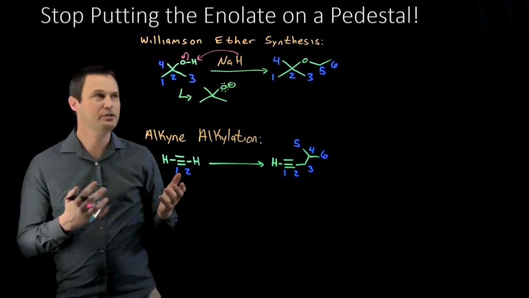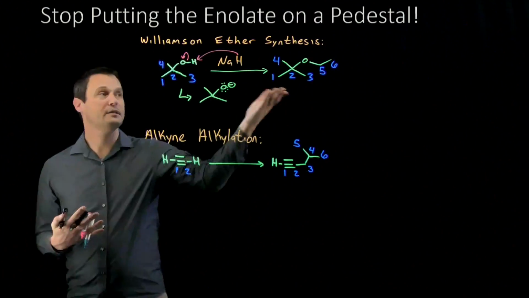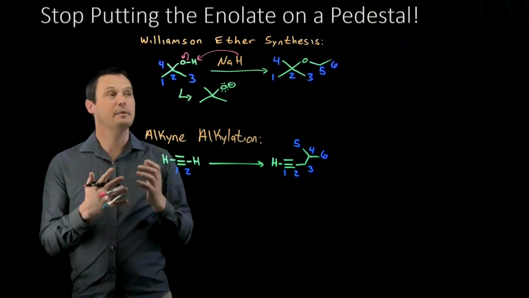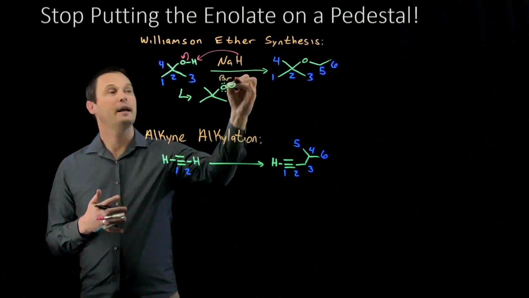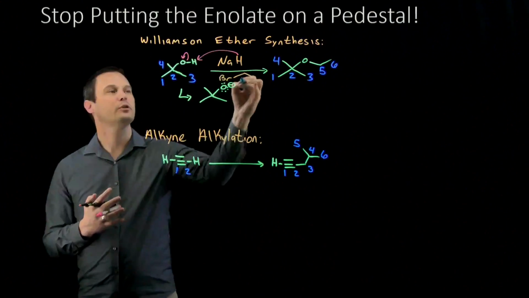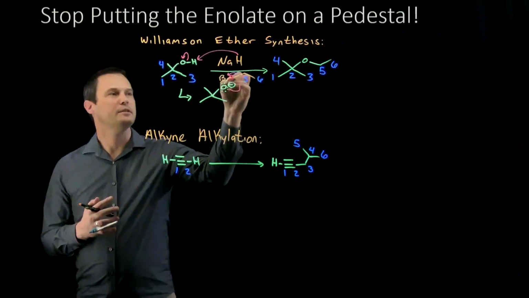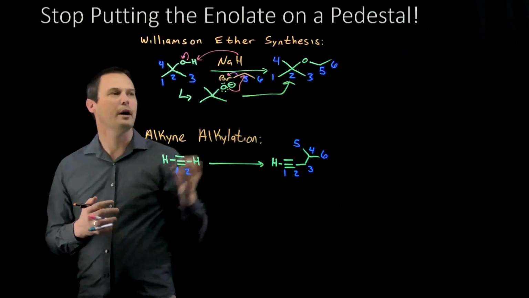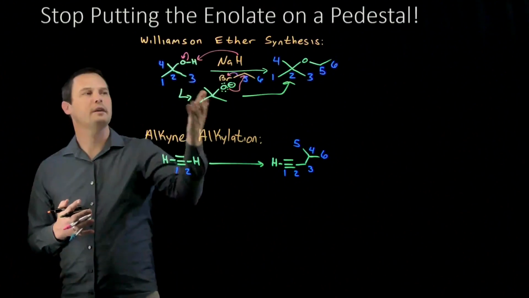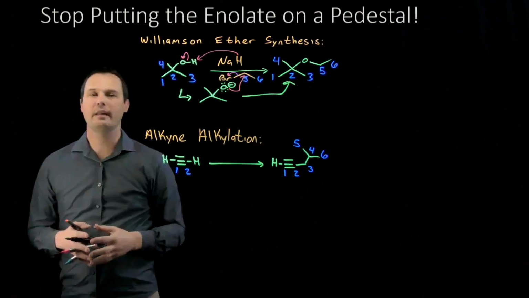That negative charge on oxygen can then attack some kind of electrophile to add carbons 5 and 6. We would need some kind of alkyl halide that has carbons 5 and 6 attached in order to finish the Williamson ether synthesis. Oxygen would attack carbon 5, displacing the bromine, forming our final product. Williamson ether synthesis: we deprotonate the oxygen to make an O- that attacks an alkyl halide to form the ether product.